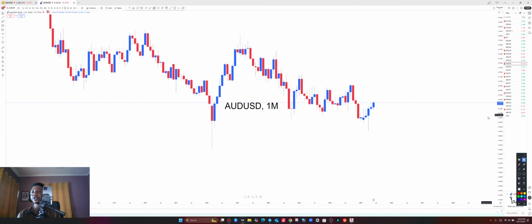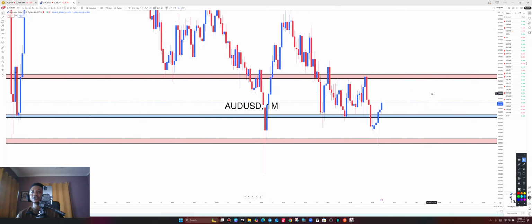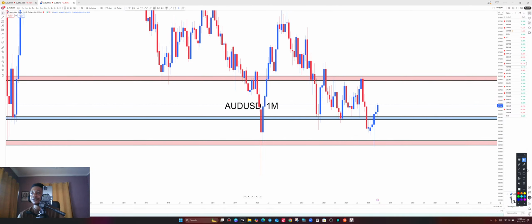All right, so this is also the monthly time frame of AUD USD. On the monthly time frame, we have the monthly mid-range zone over here. On the monthly, price is moving in an uptrend. Initially, it wanted to move in a downtrend, but it has now moved in an uptrend.